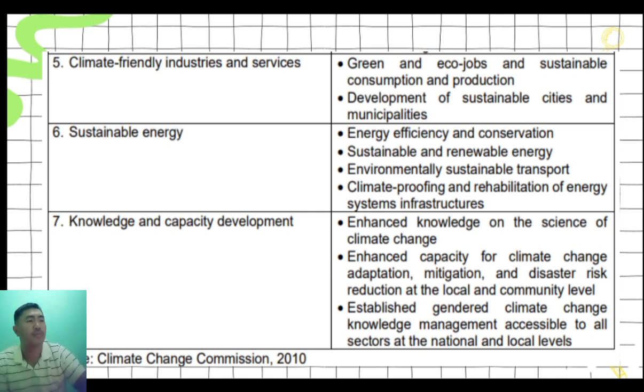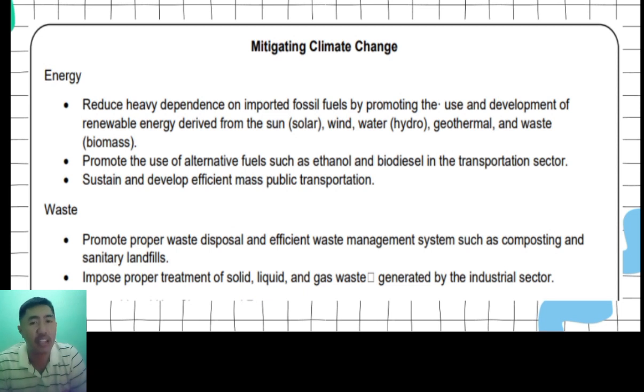And next is mitigating climate change. First is energy, because it is one of the most important things that people use. So energy: reduce heavy dependence on imported fossil fuels by promoting the use and development of renewable energy derived from the sun, solar, wind, water or hydro, geothermal, or waste biomass.